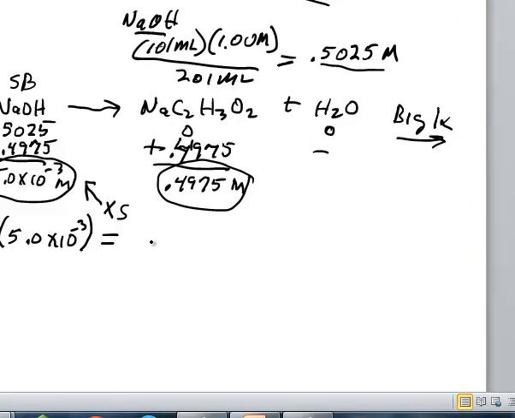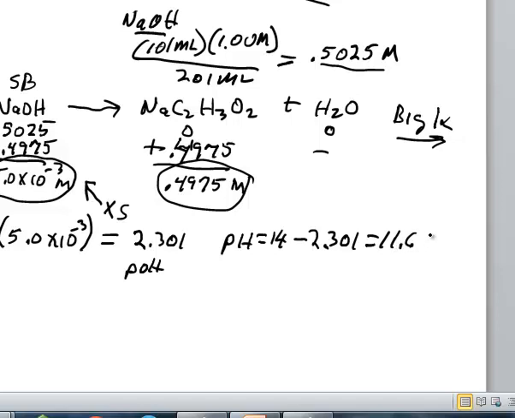And when you take the negative log of 5 times 10 to the minus 3, you get 2.301. That's the pOH. We're going to get the pH by subtracting the pOH from 14, which is the pKw at 25 degrees Celsius. So when we subtract 2.301, we wind up with 11.699. And that is the pH of this very basic solution.